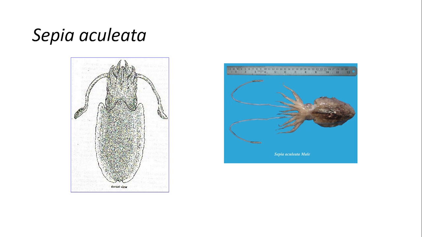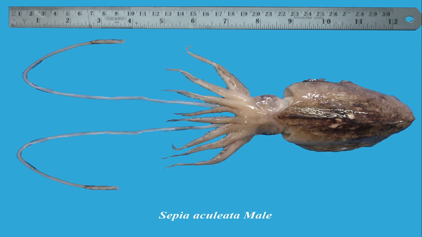Next, we move to the Sepia aculeata species. These are the photographic images of Sepia aculeata. It is a male specimen of Sepia aculeata. It is easy to identify at each and every landing center.